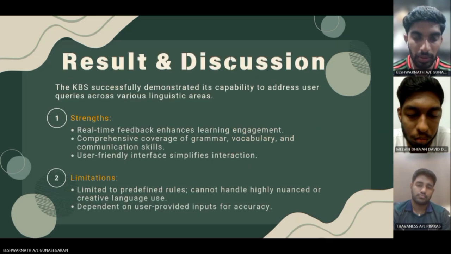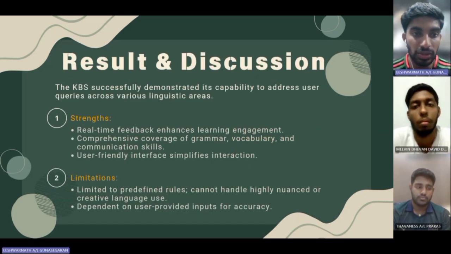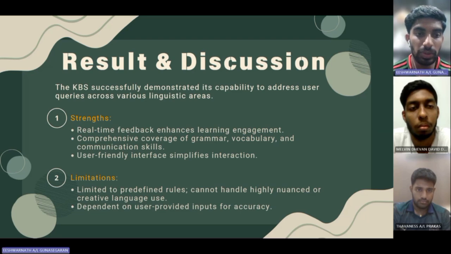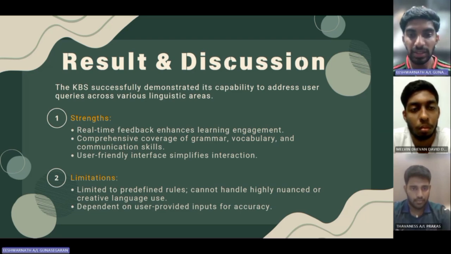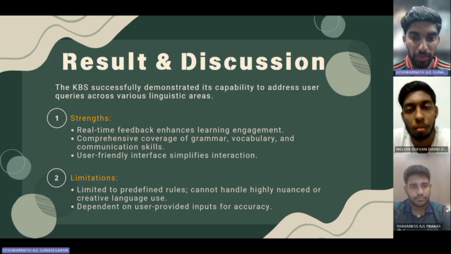So the next topic will be result and discussion. The KBS successfully demonstrated its capability to address user queries across various linguistic areas. The strengths will be real-time feedback, enhanced learning engagement, comprehensive coverage of grammar, vocabulary, and communication skills, and the last strength will be user-friendly interface simplifies interactions.